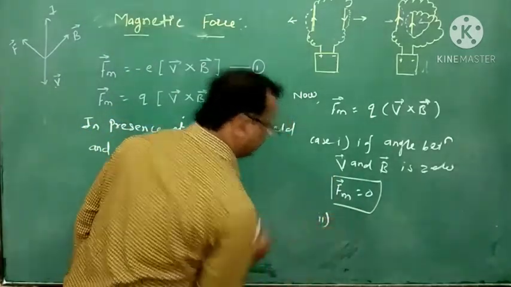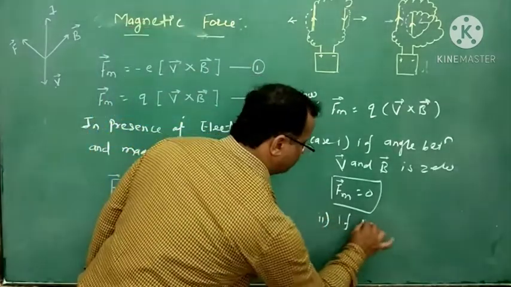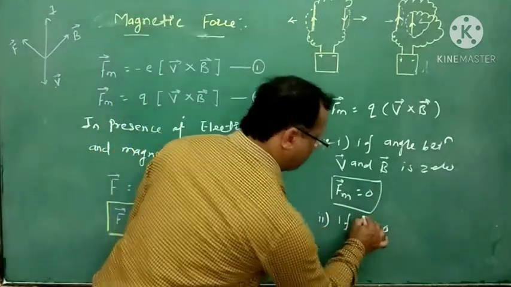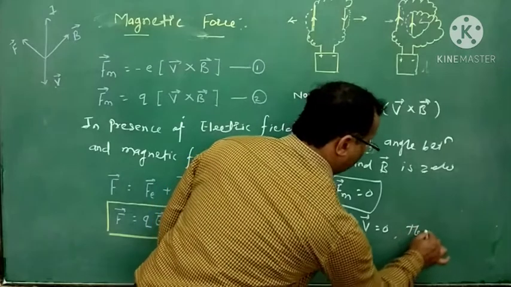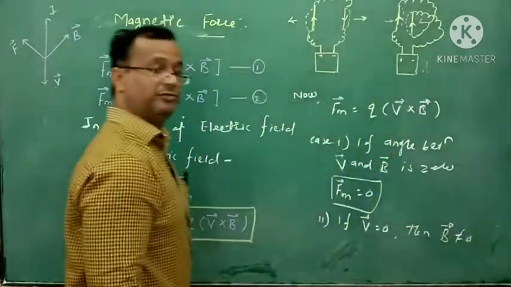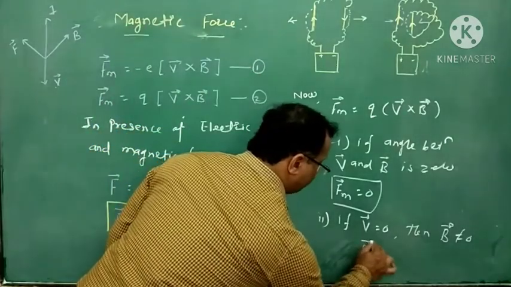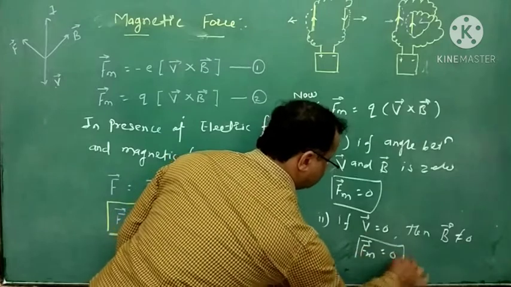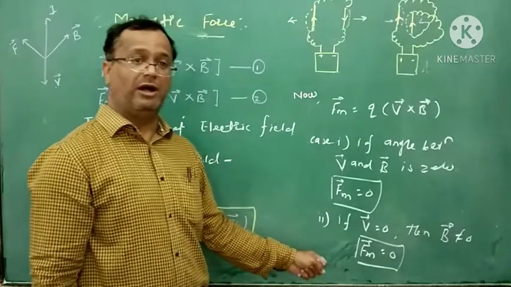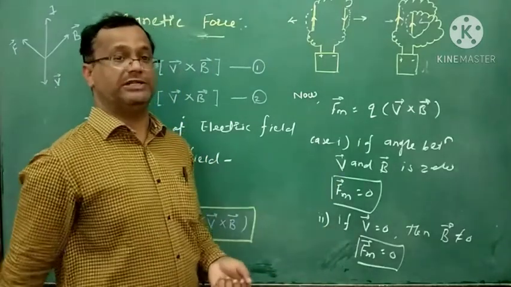Now the second case. Suppose that the velocity of the charged particle is 0, the magnitude of V is not equal to 0. Only the velocity is 0. Then the force acting on that charged particle is also 0. Right? So this is about the force acting on the charged particle.